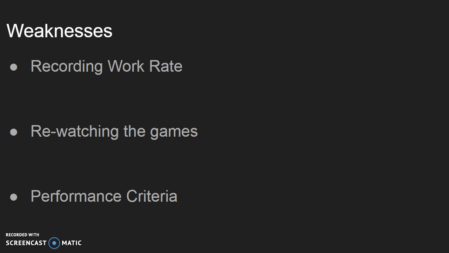In order to track this information, I would have had to have been there so that I could see him at all times, or I'd have to use a GPS tracking device to record the amount he has run throughout the game.